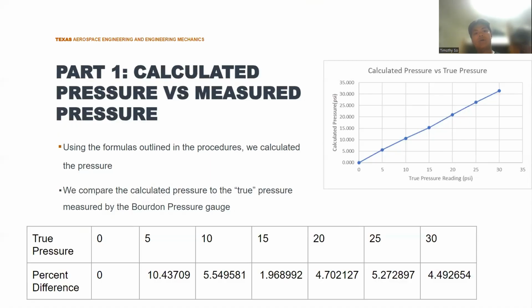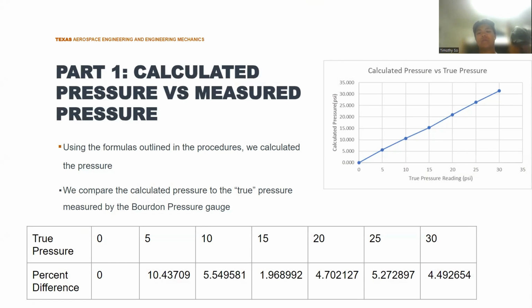So here are my results for the lab. Part 1 is the calculated pressure versus the measured pressure. Using the formulas outlined in the procedure, we calculated the pressure using the strain gauge, and we put that on the y-axis and plotted it against the true pressure reading from the onboard pressure gauge.